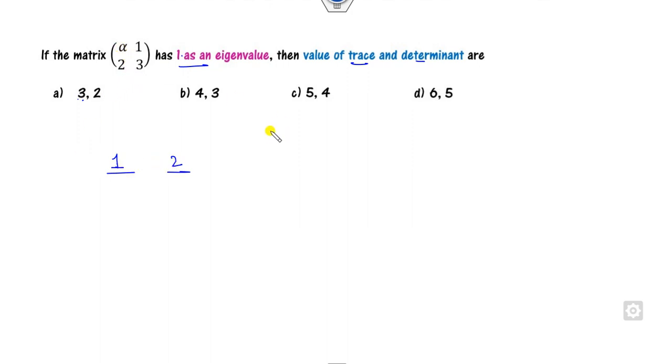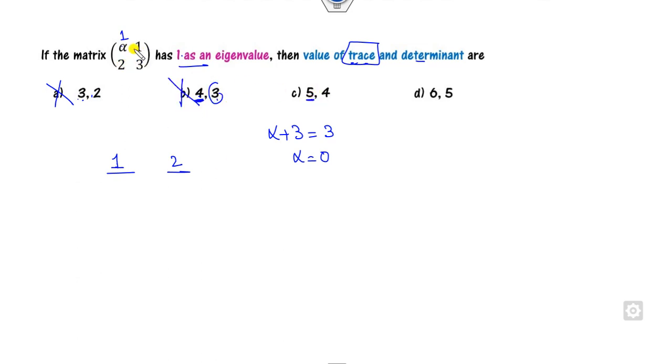Now, the trace alpha plus 3 is 3, so alpha will be 0. If alpha is 0, what is the determinant? It's minus 2, but it is plus 2, so this option is cancelled out. If trace is 4, what is alpha? Alpha will be 1. So what is the determinant? 3 minus 2, 1, but it's a 3. This option is also cancelled out.